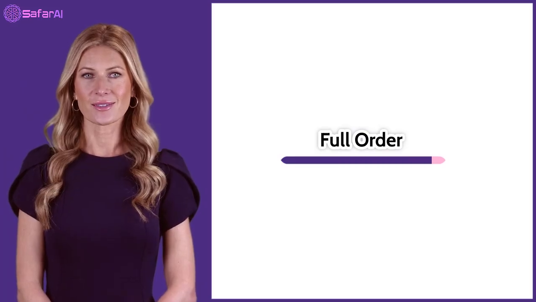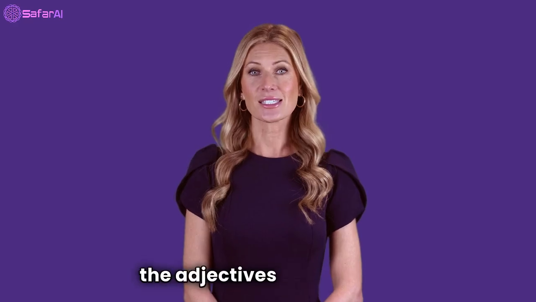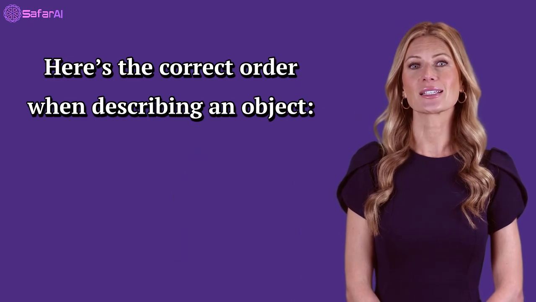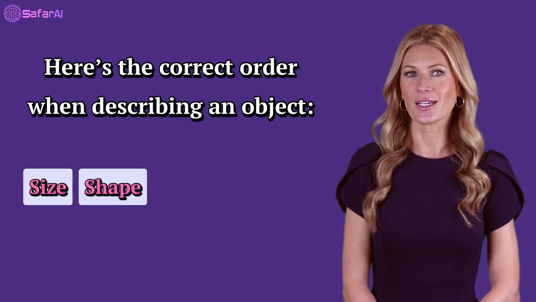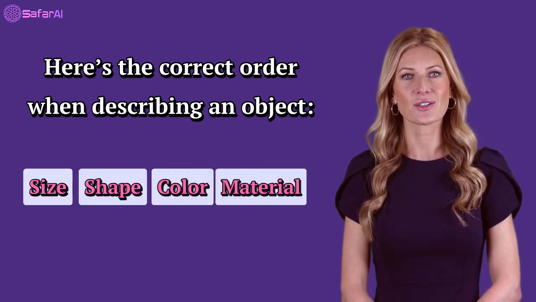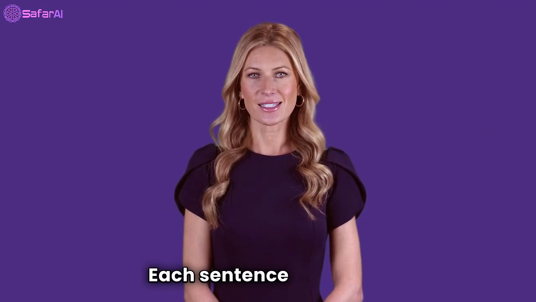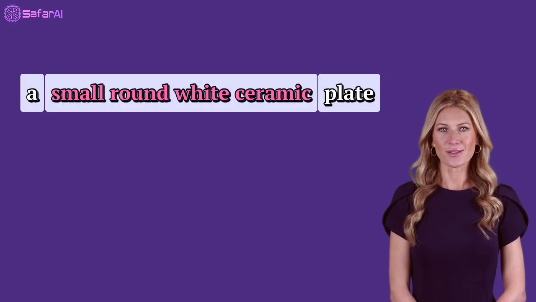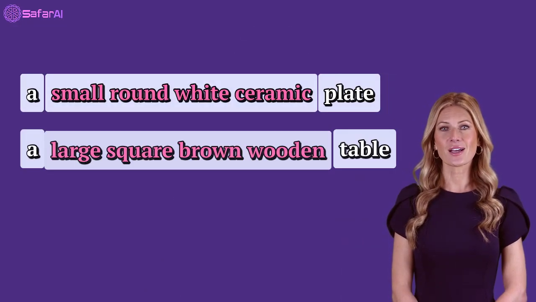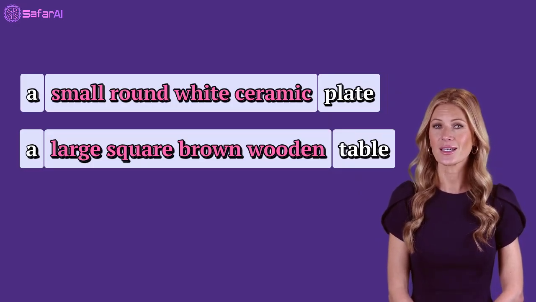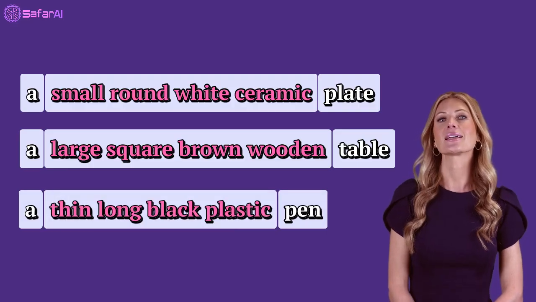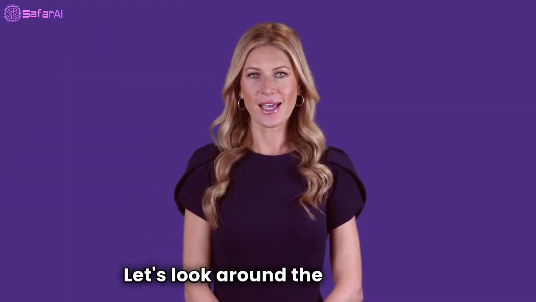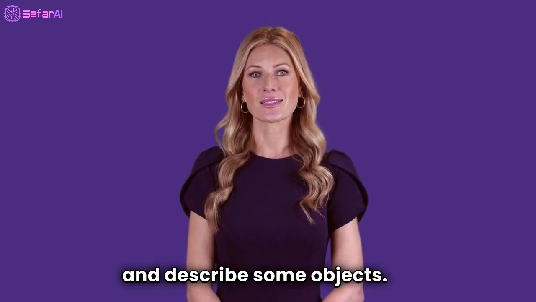Full order. Now let's put all the adjectives together. Here's the correct order when describing an object: size, shape, color, material. Each sentence follows the same order. Let's repeat together. A small round white ceramic plate, a large square brown wooden table, a thin long black plastic pen.